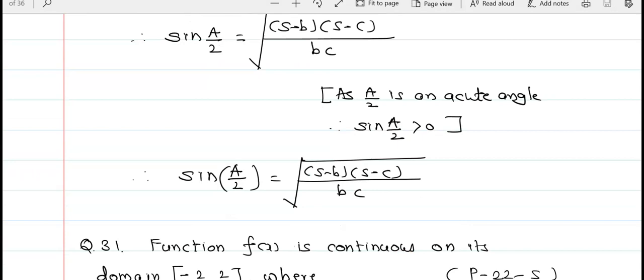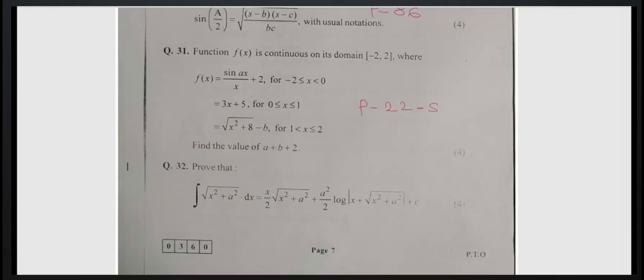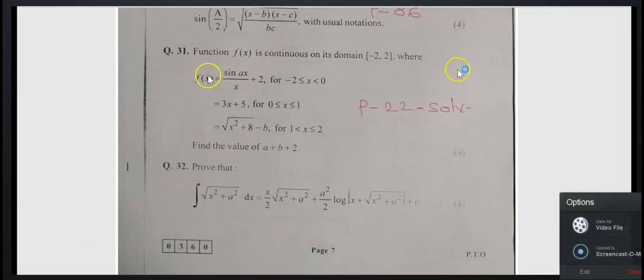Now the next is a question from limits and continuity. It's a very short example. A function f of x is continuous on the closed interval minus 2 to 2. Here f of x is equal to sin of ax upon x plus 2 for the values of x between minus 2 and 0. F of x is equal to 3x plus 5 for the values of x between 0 and 1, equal to 0, equal to 1.